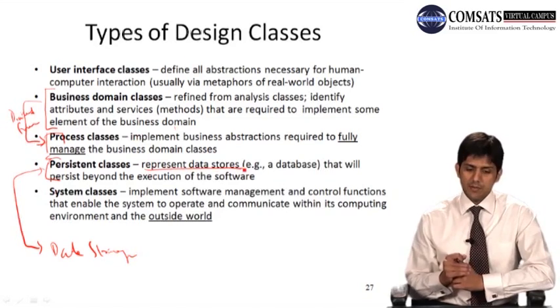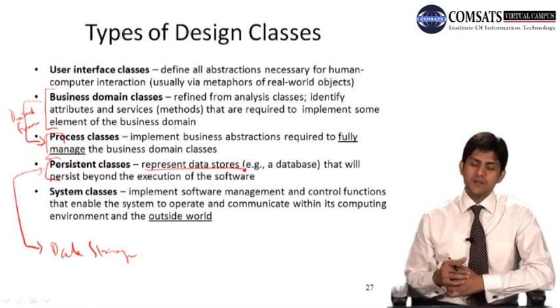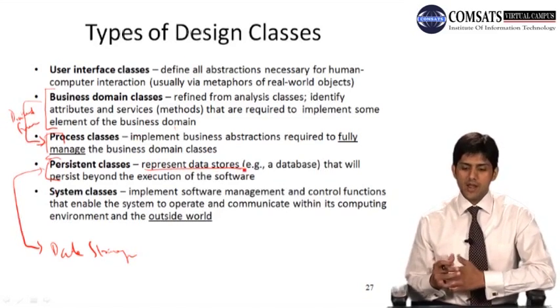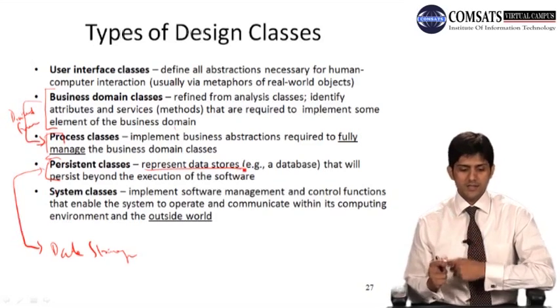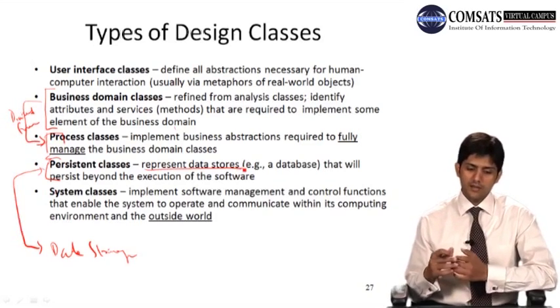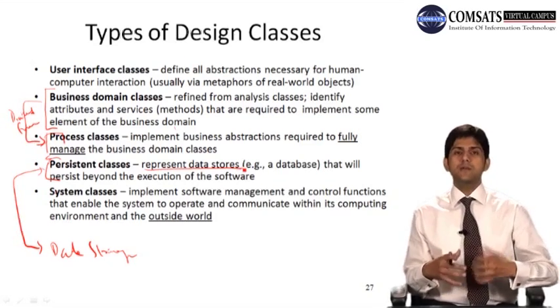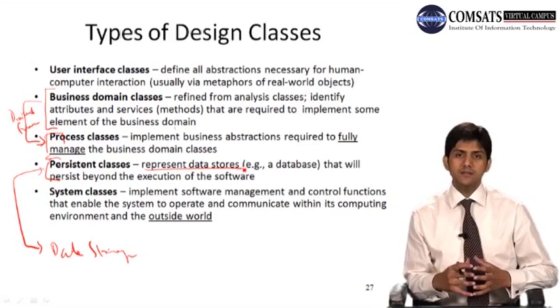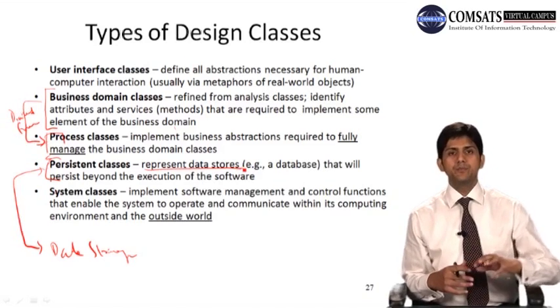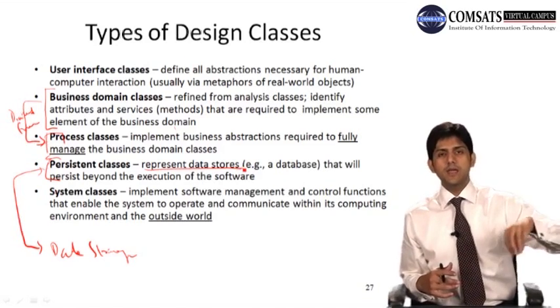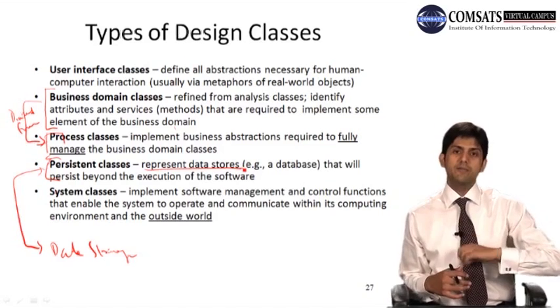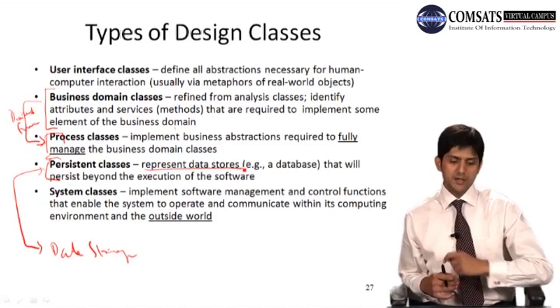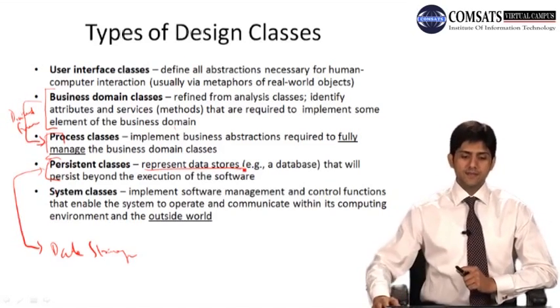Then we have system classes, implement software management and control function that enable the system to operate and communicate within its computing environment and the outside world. So these are the different types of design classes that you can have in your design, ठीक है। So you can have user interface classes, you have business domain classes, you can have process classes which are again derived from the business domain classes, you have persistent classes which represent the data stores, and then finally you have those system classes.